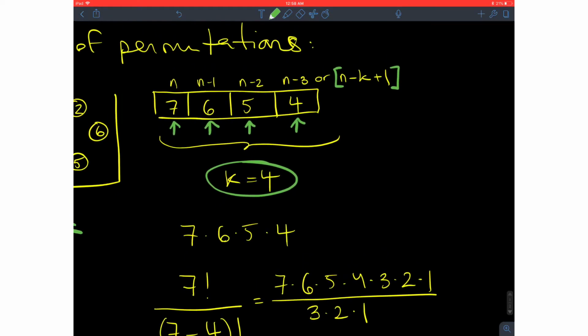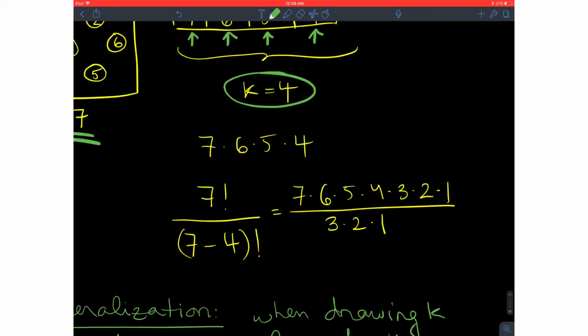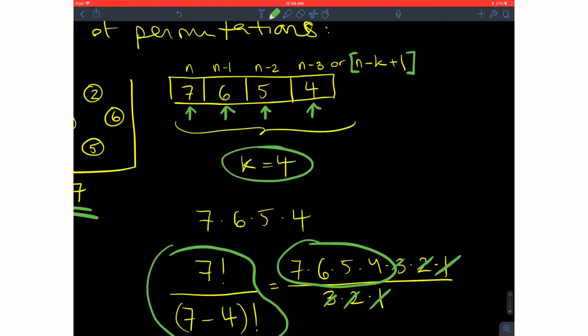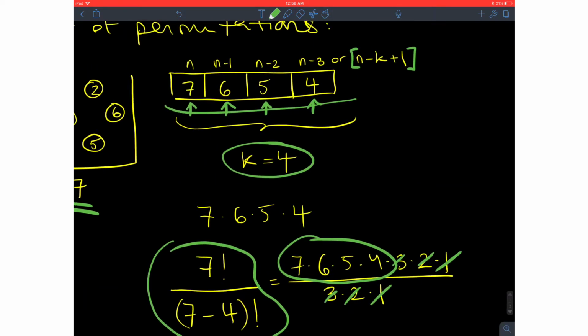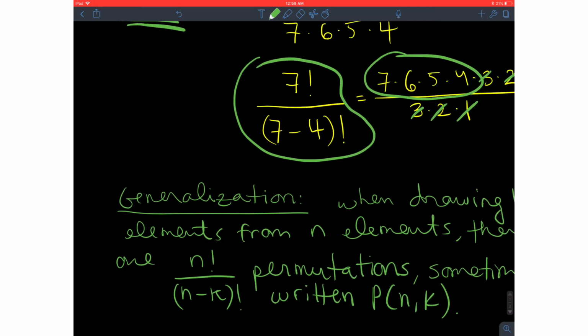So if we notice that it's n minus k plus 1, we can actually write it out as 7 factorial over 7 minus 4 factorial. Because if we write it out this way and we cancel, we just wind up getting 7 times 6 times 5 times 4, which is what we had here.